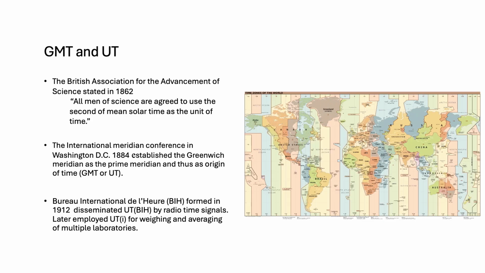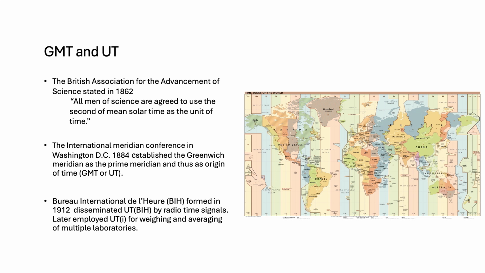Time went on. There must have been different units to measure time, but the British Association for the Advancement of Science stated: all men of science are agreed to use the second of mean solar time as the unit of time. So enough said, I mean, you can't argue with that. And then a few years later, there was an International Meridian Conference in Washington, D.C. that said that the Greenwich Meridian was the prime meridian, and obviously from there, the solar time had an origin.